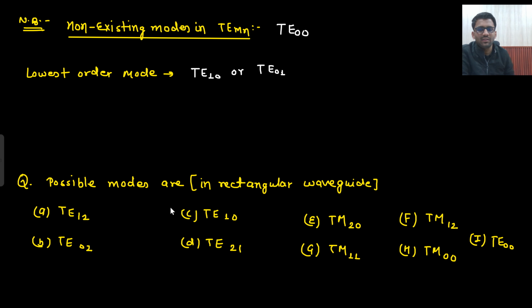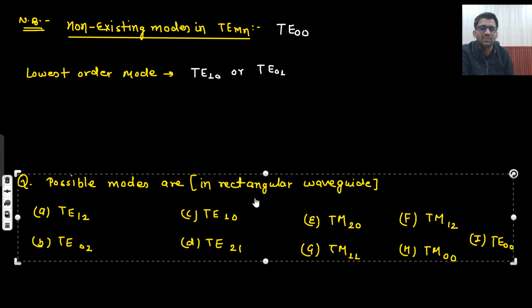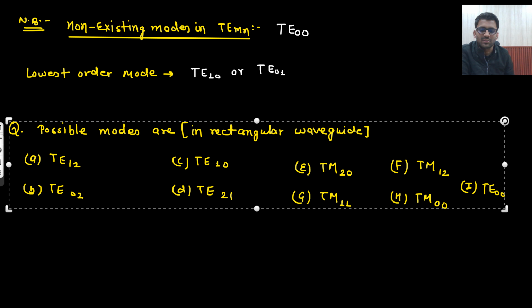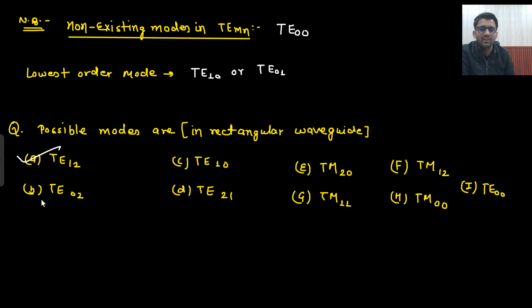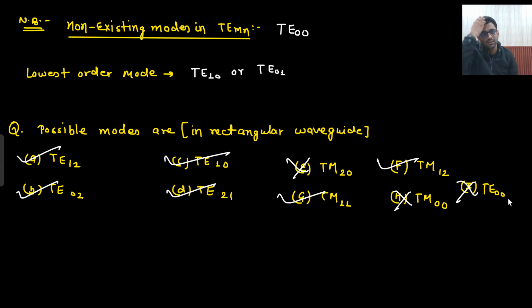Now possible modes. If I need to tell the possible modes, so now let's tell the possible modes. TE12 possible, TE02 yes possible, right? Because in the subscript of TE you can have 0. TE10 possible, TE21 possible, TM20 cannot be put to 0, so this is not possible. TM11 possible, TM12 possible, TM00 not possible, TE00 not possible. That's it. Okay.